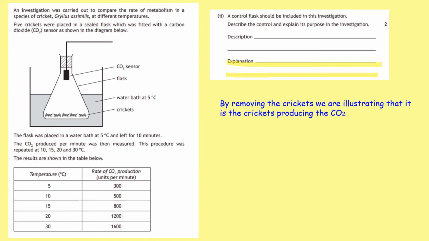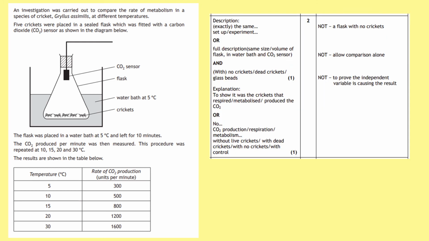Now, don't get into a habit of just saying, oh, control experiments are to show that it's the independent variable that's having the effect and nothing else. You need to make sure that your answer is specific to the experiment that's being set up. And again, I'll show you the mark scheme just to illustrate this. So here we have the mark scheme for your explanation. It's just this little bit that's here.